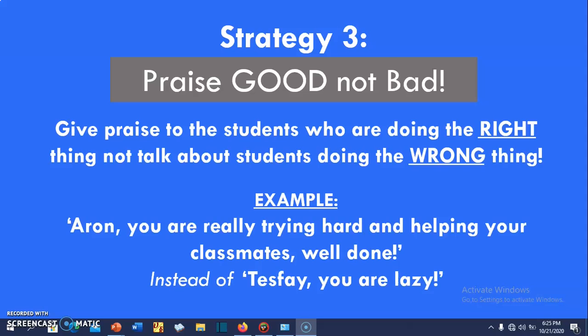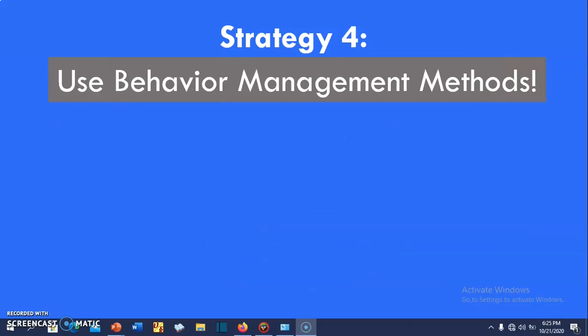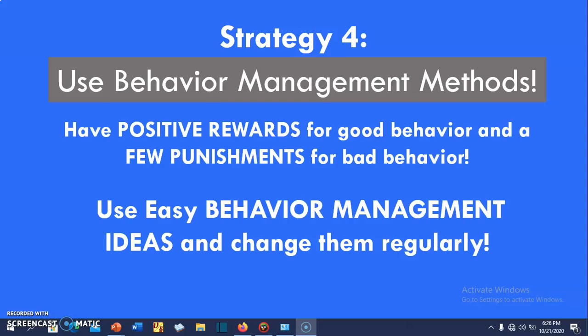Strategy 3, praise good, not bad. That means you need to give praise to the students who are doing the right thing, not talk about students doing the wrong thing. For example, Aaron, you are really trying hard and helping your classmates. Well done. Instead of saying, Testify, you're lazy. Strategy 4, use behavior management methods. So have positive rewards for good behavior, but sometimes it may go beyond that, so you need to have a few punishments for bad behavior. To do that, you need to use easy behavior management ideas, but don't forget to change them regularly. Don't stick to one method.